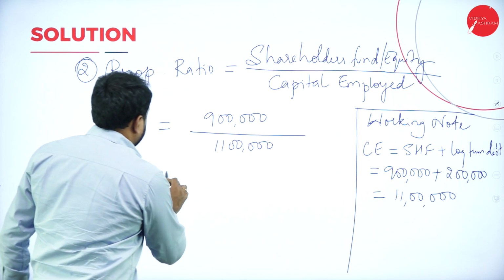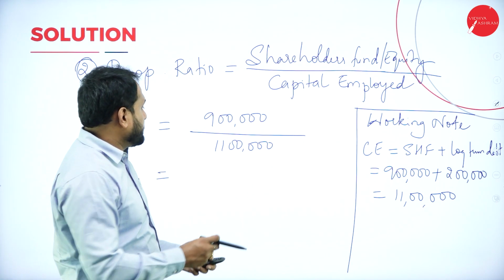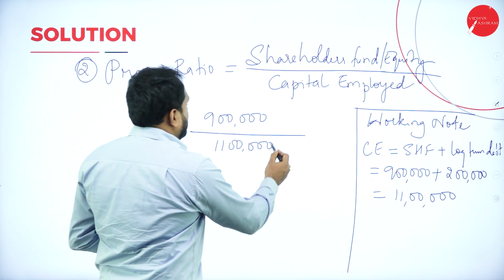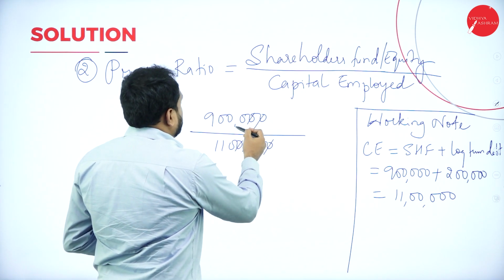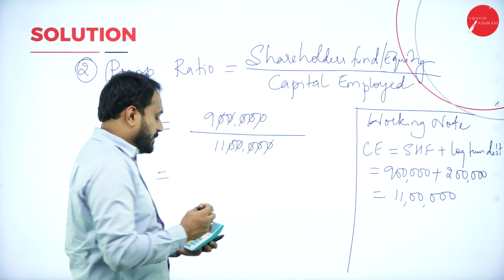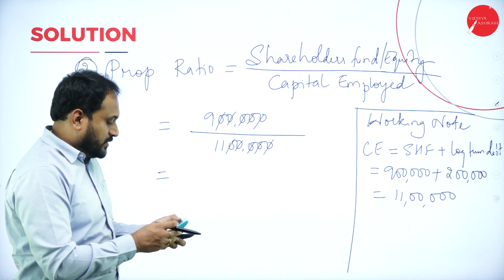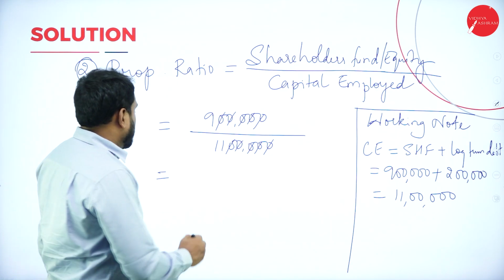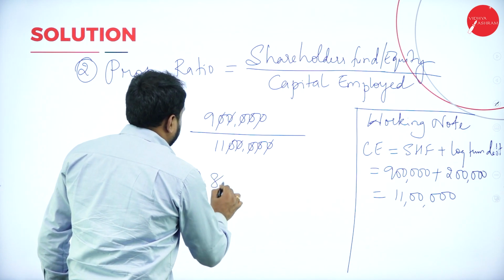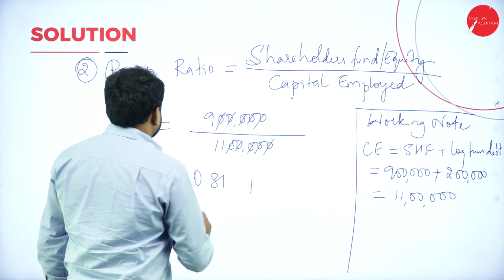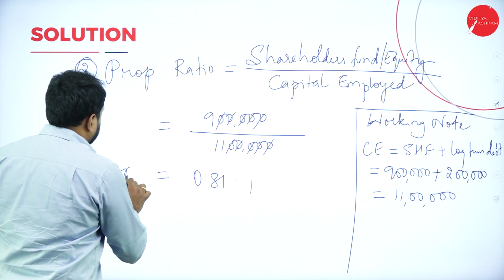So I'll write here 11 lakh is equal to. Now again take your calci. See, all zeros you can cancel, 1, 2, 3, 4. Here 5, here 5. 9 divided by 11 is equal to 0.81. 0.81 is to 1. So this is my proprietor ratio.